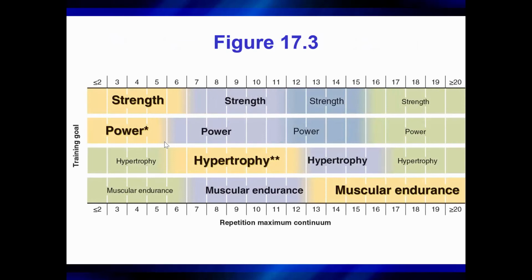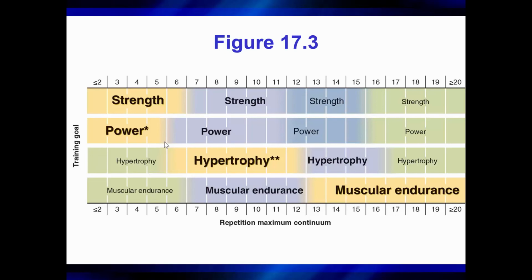So the more bold it is and the bigger it is, the greater the impact. We see that strength does best from 2 to 6, 7 to 12 is a little bit less, 12 to 16 is less, 17 to 20, you are going to see a little bit of goal improvement, but that's not going to be the major outcome of that repetition range.